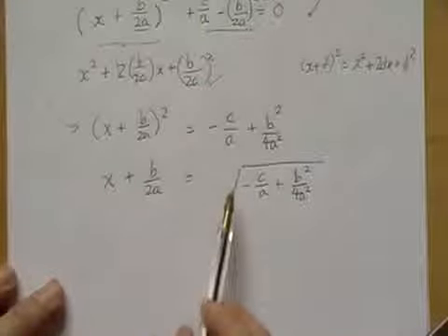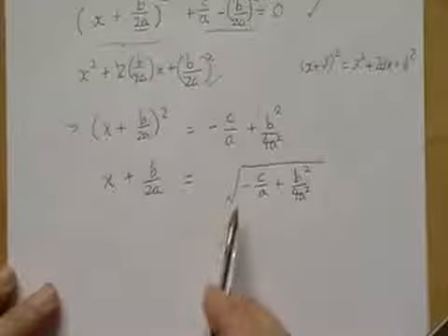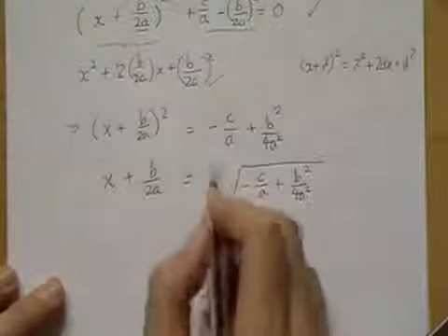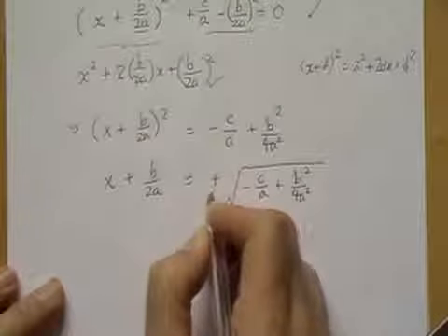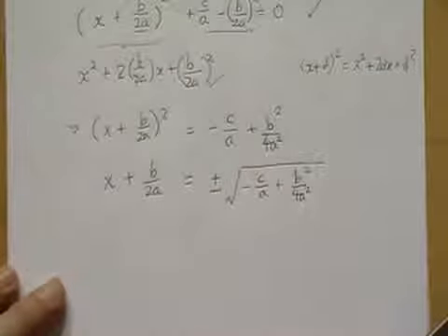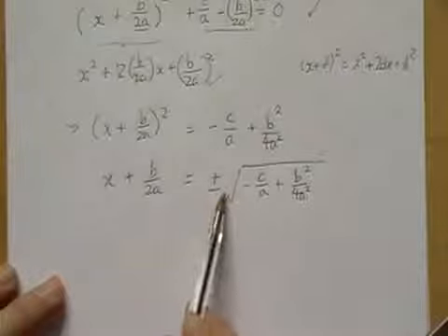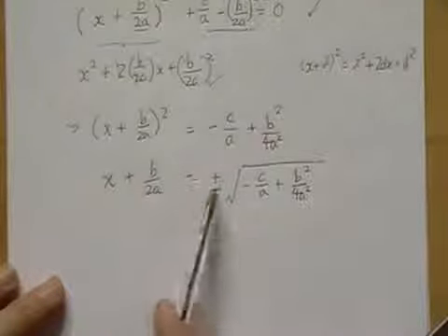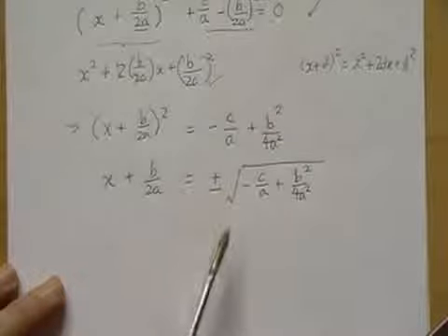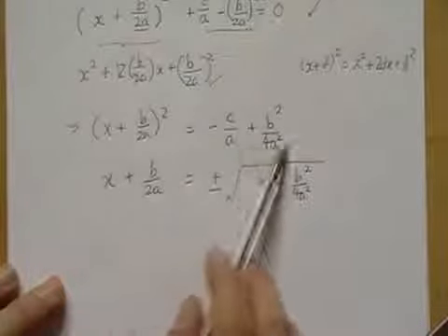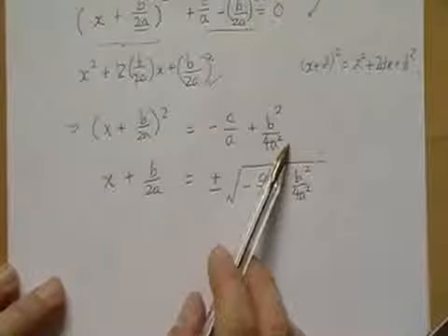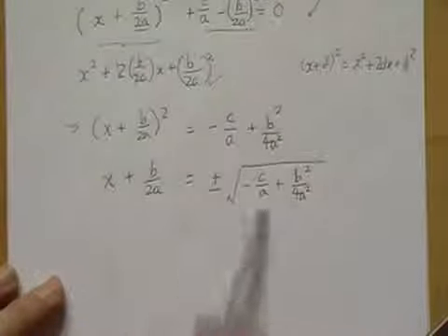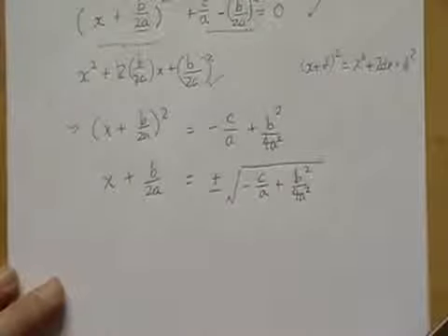Now, but we must not forget that when we take the square root, the answer can be plus or minus. It can also be minus, because if I square this answer, the minus sign will disappear and I will still get back the correct square. So therefore both plus and minus will give me what would be possible answers.